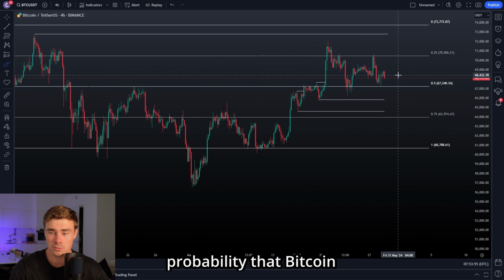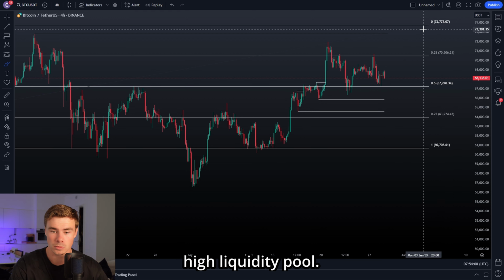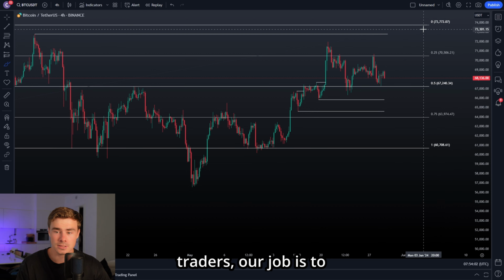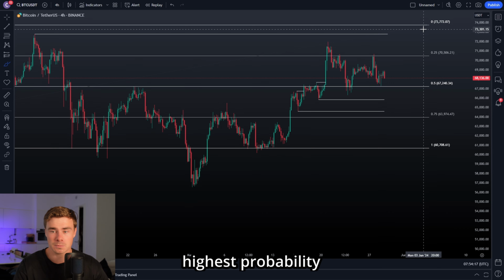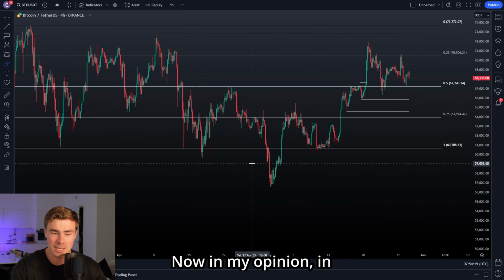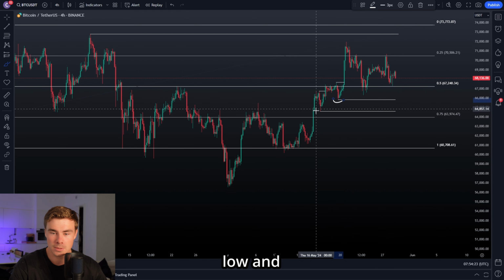There's a decent probability that Bitcoin is going to go up from here towards the range high liquidity pool. But once again, guys, as traders, our job is to always play the highest probability setups out there. If that means that we miss out on potential low probability setups that still succeed, so be it. But as a trader, I'm only willing to play the highest probability setups out there. Now, in my opinion, in this case, the highest probability setup is resting beneath this low and beneath this low.